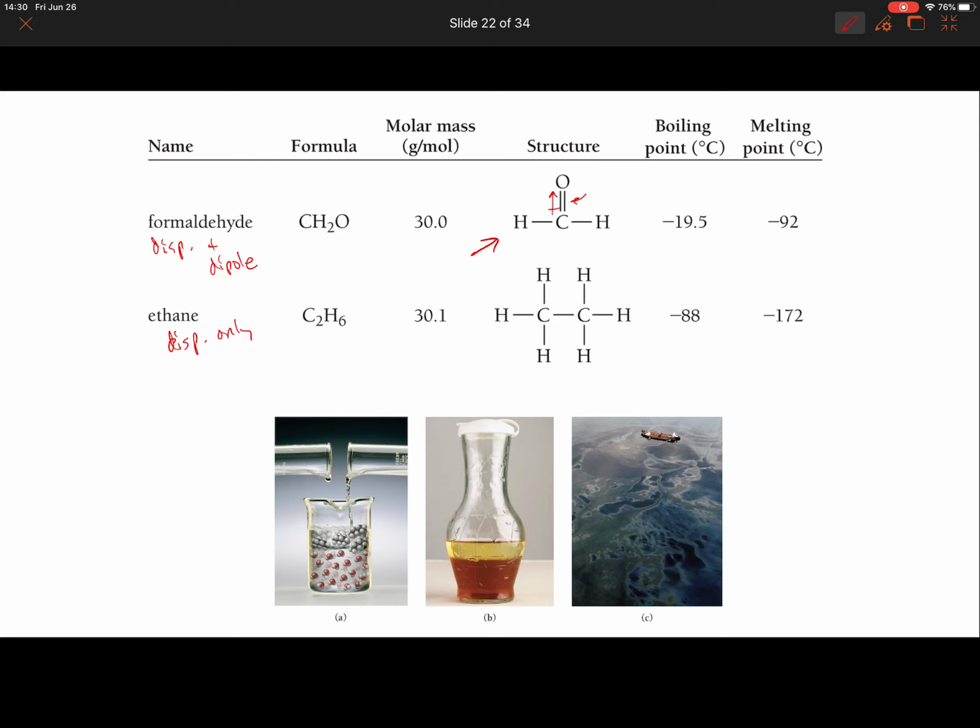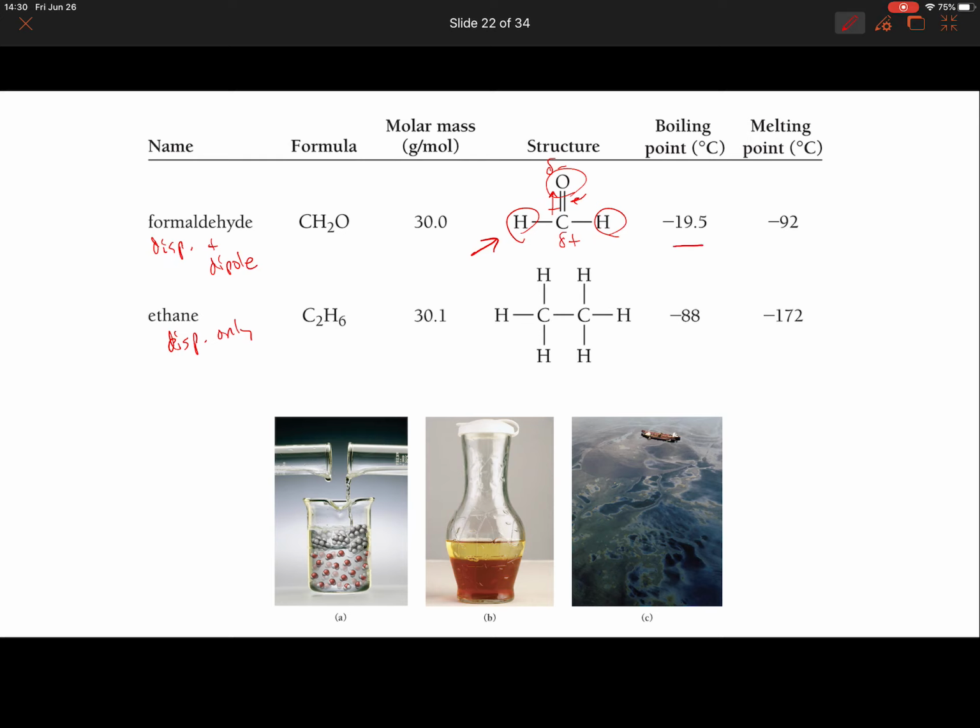Now the C-H bond isn't polar, but unless we have polar bonds in all three directions, these don't cancel out. So this does have an overall negative side and an overall positive side. And again, remember, go back to your trigonal planar. Looking at the three atoms, they're not the same, so this is polar.